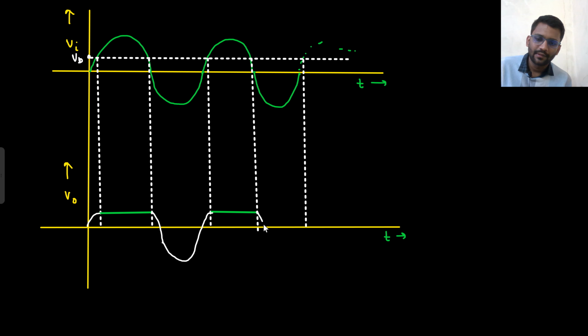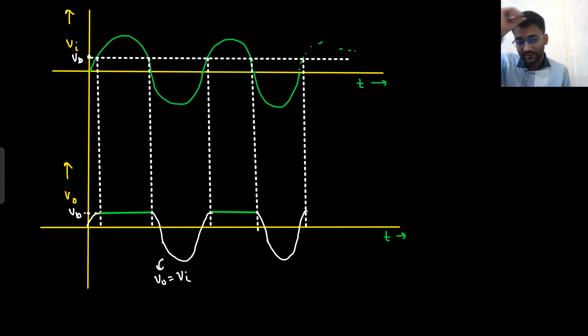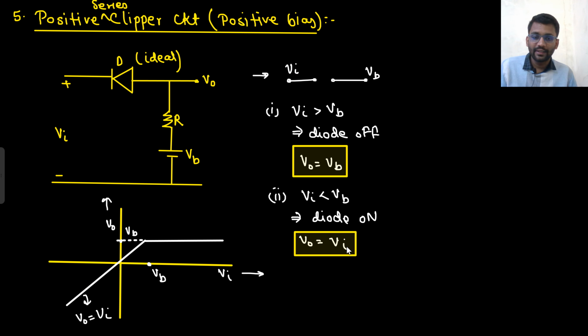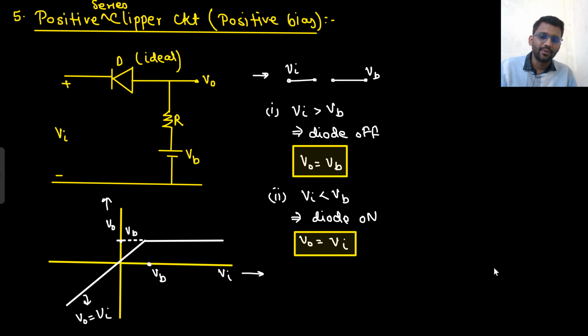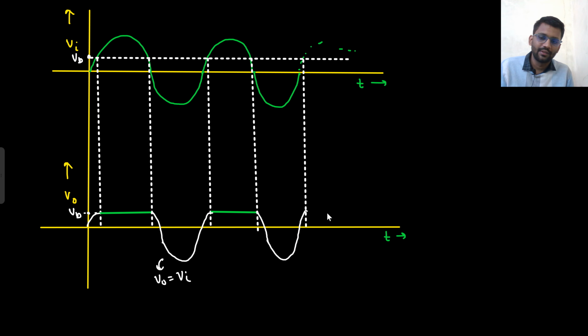Less than that. Okay. Yeah. So here your V naught is equal to V in. This point is Vp. Did I make the graph correctly? For V in less than Vp, your V naught is equal to V in, and for V in greater than Vp, your V naught is equal to Vp.